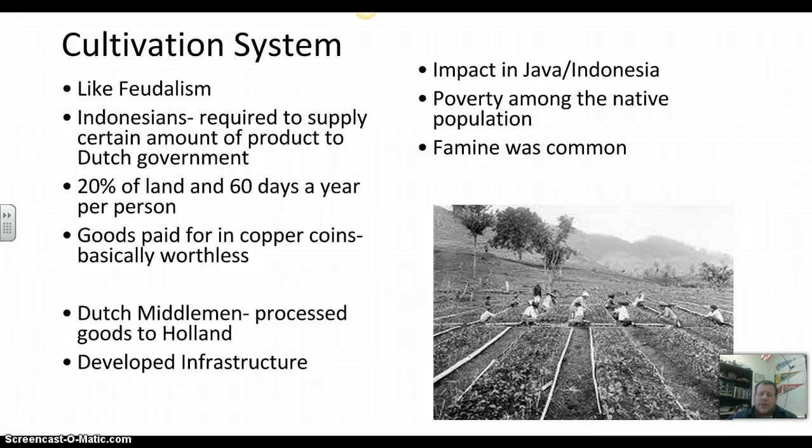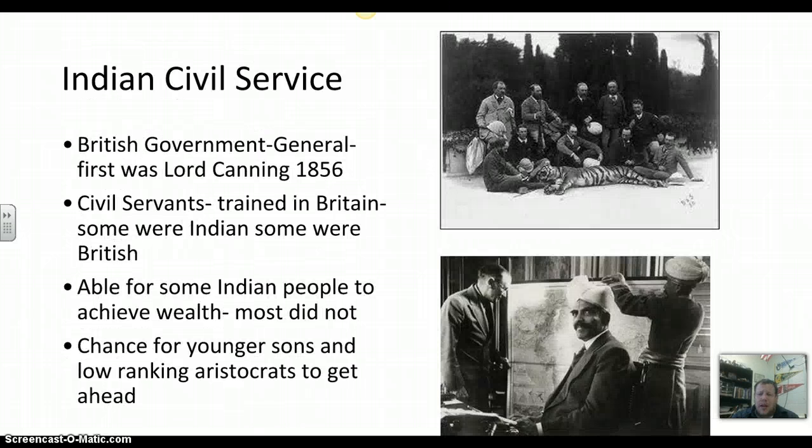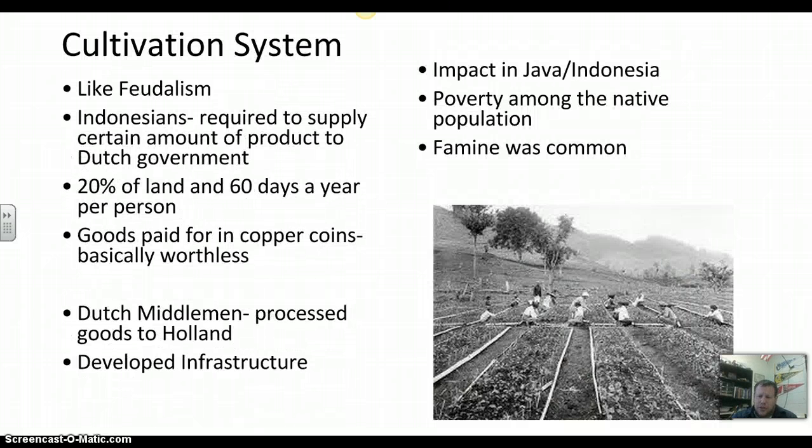Yes, you got the infrastructure coming in, more modernized, if you will, but huge poverty among the native population. The white Dutch living there got really rich, but at the same time, famine was very common. All the land is being used for cash crops, not food crops. So when a famine takes place or disease hits the food, people go hungry, and it causes a lot of problems in Indonesia, which is the Dutch East Indies.